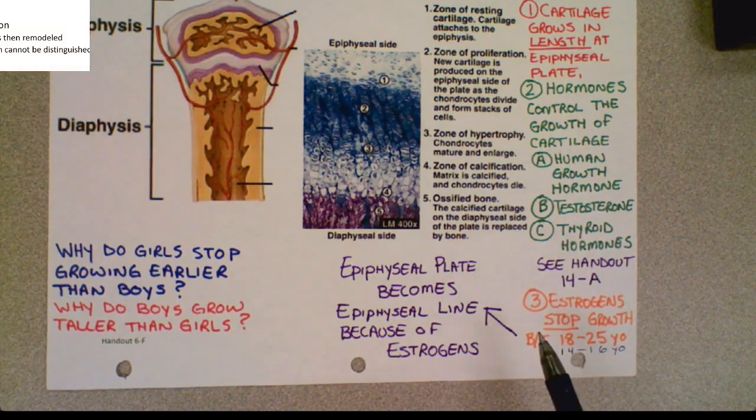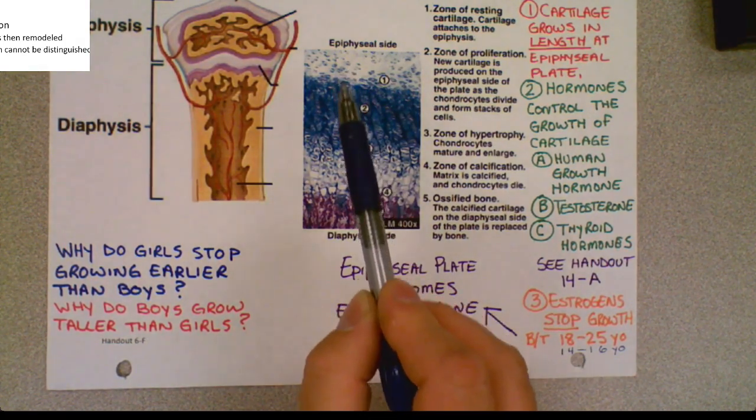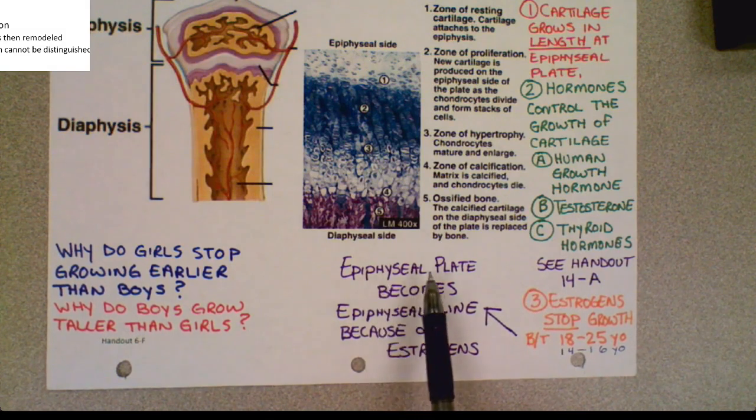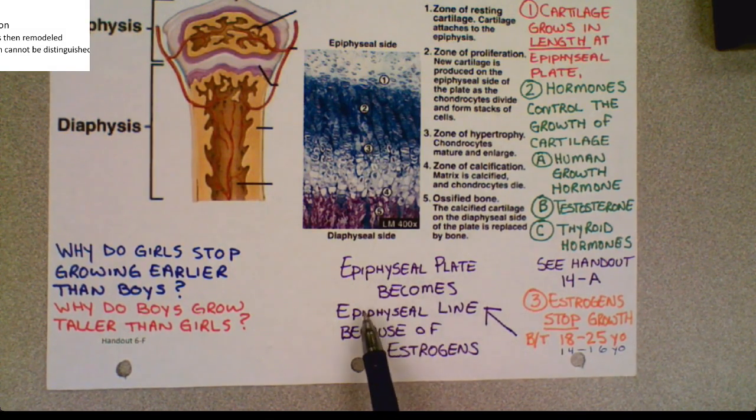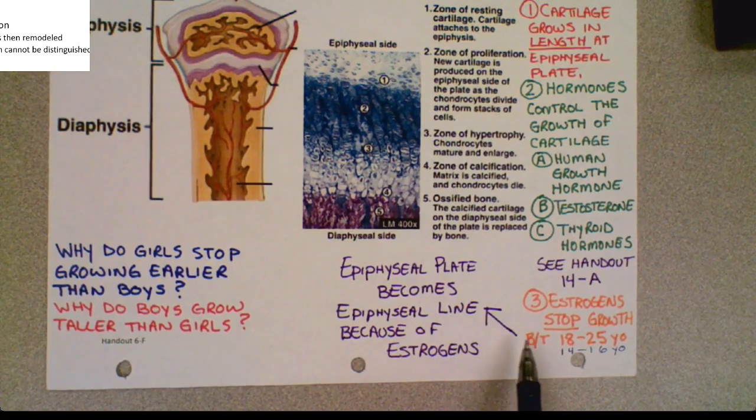However, when girls hit puberty, their ovaries start churning out lots of estrogen. And so by the time a girl reaches 15, 16 years old, she has built up enough estrogen in her body to turn off the growth of the cartilage in the epiphyseal plates, and her epiphyseal plates fuse and become epiphyseal lines. And those epiphyseal lines do not have cartilage for growth anymore. So that's why you girls have stopped growing, probably when you were in high school.